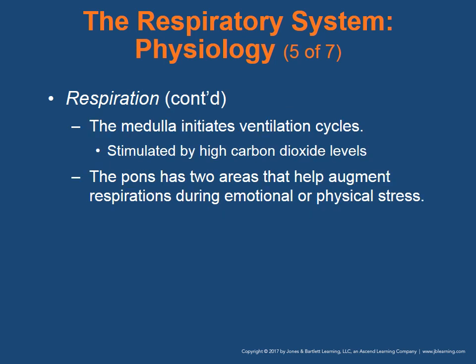So the medulla initiates ventilation cycles, stimulated by high carbon dioxide levels. We just spoke about that. The pons has two areas to help augment respirations during emotional and physical stress. So we can vary and control our ventilations on our own, right? And they can also be adjusted due to physical stress, or emotional distress, or as the body sees fit.